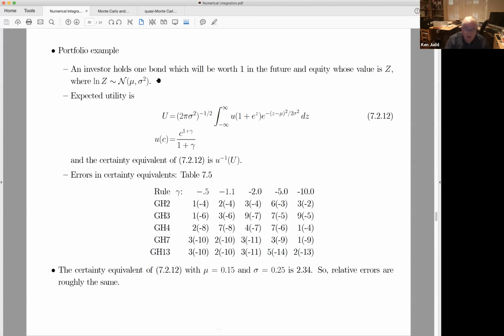Here's an example where you have a bond that's worth 1 tomorrow and an equity whose value is z, and then I compute this integral for various points.